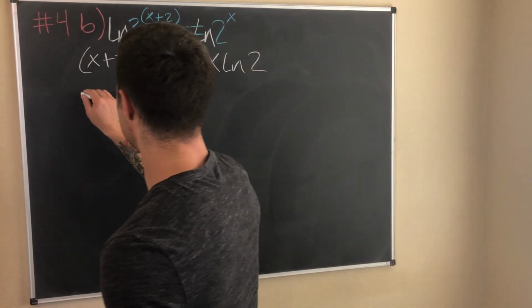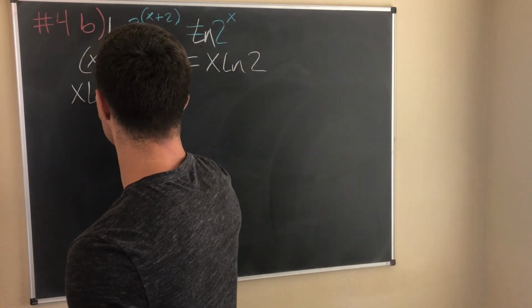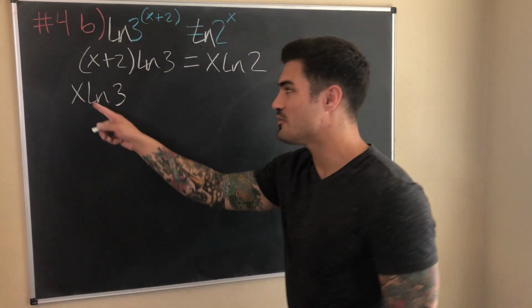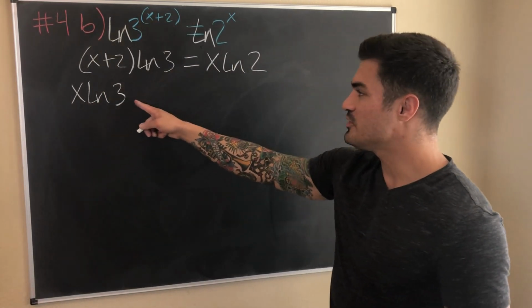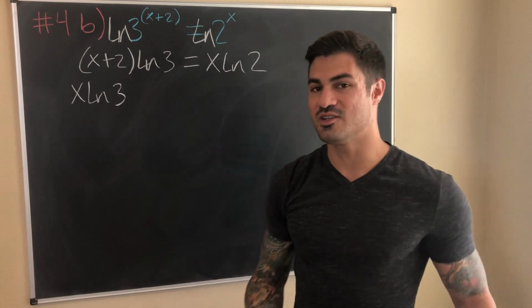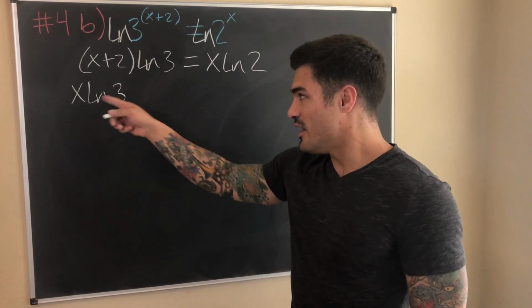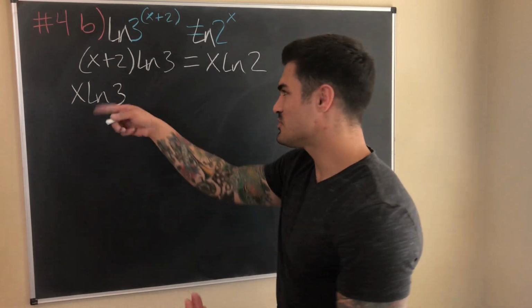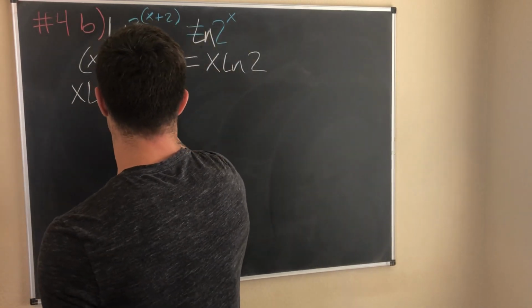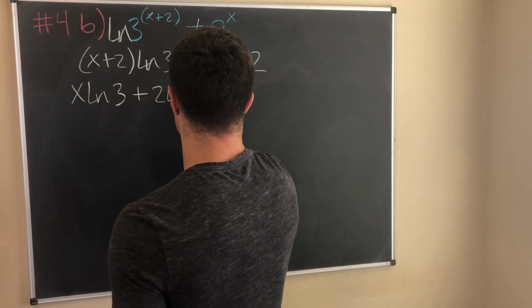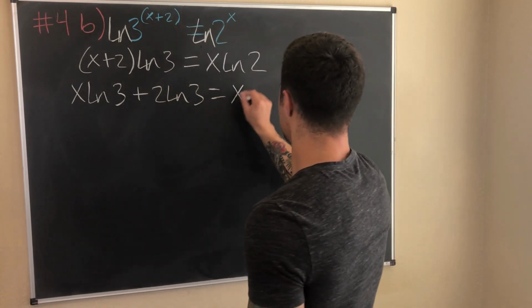So let me distribute this ln3. I have x times ln3, and the reason I write the x out in front is because if I put it after, I'd have to put parentheses around the ln3 to specify that it's not ln of 3x, it's ln3 times x, right? So I just always write it in front, but just to be clear there, ln3, that equals x ln2.